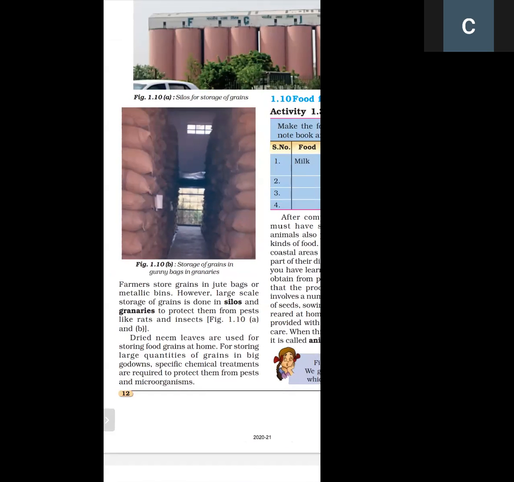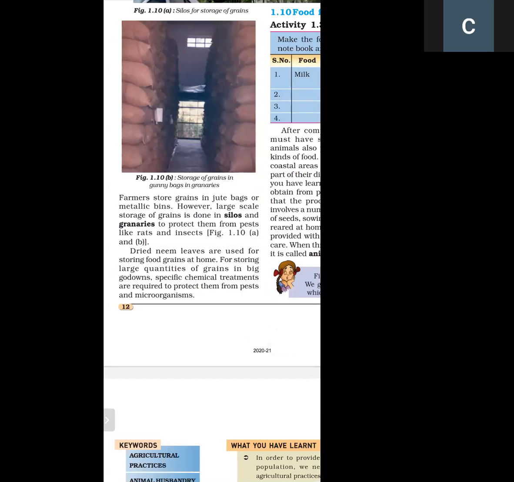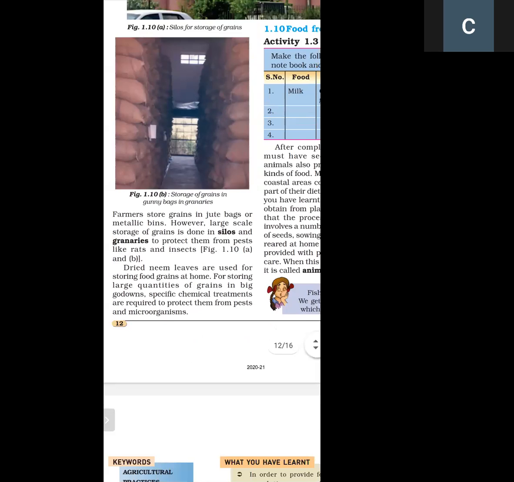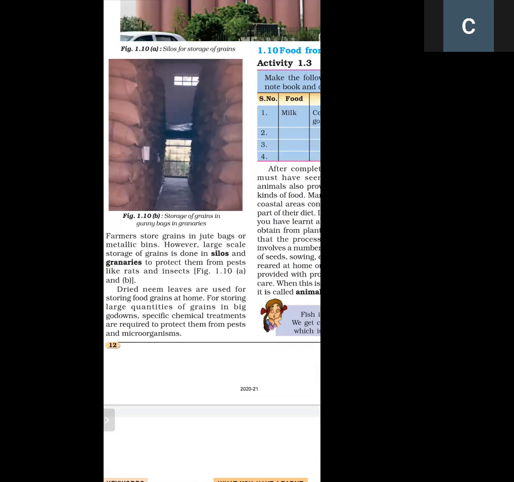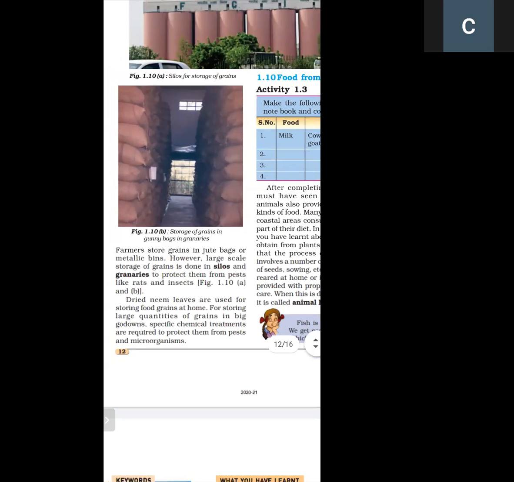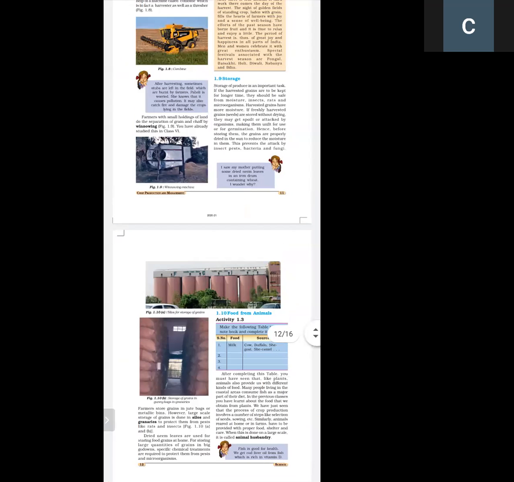Dried neem leaves can be used for storing food grains at home. As we studied earlier, sometimes we use neem leaves in the tanks for storing grains. Before storing grains in the tanks, we use neem leaves, and sometimes we use chemical treatment. We take a tablet, put it on a cloth and wrap it, and then put it with the grains in the container. So these are the methods for storing grains.